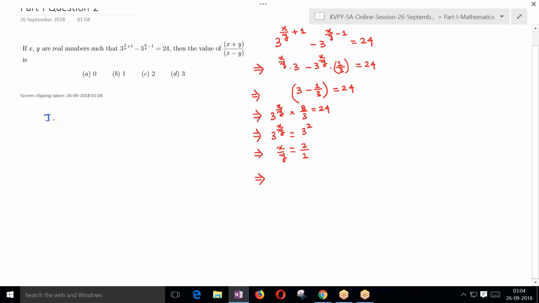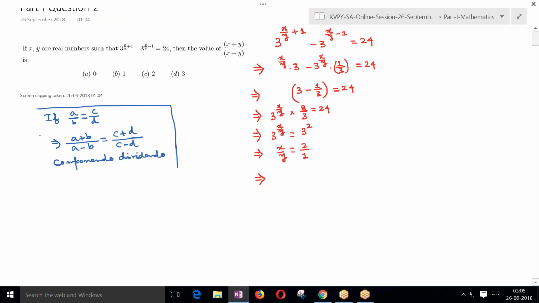It's like that. If a by b is equal to c by d, this implies a plus b divided by a minus b is equal to c plus d divided by c minus d. This is known as componendo dividendo. This is the underlying theory of basic algebra.